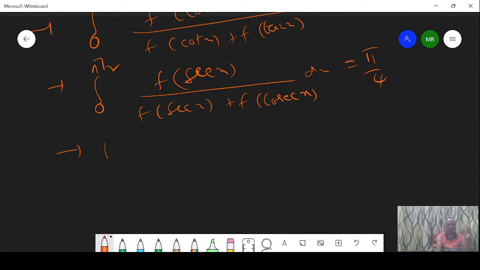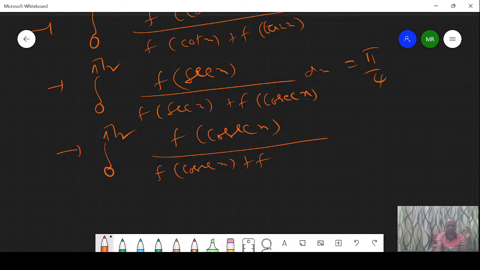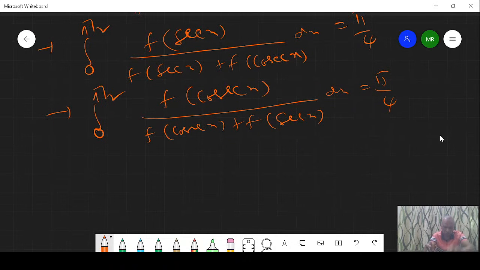Integral 0 to pi by 2 of f of cosecant x by f of cosecant x plus f of secant x dx is pi by 4. So these are all one set of formulae. You can write the answers directly for all the combinations. The combinations I have discussed now, you can remember to solve the problems, as we can use these frequently.